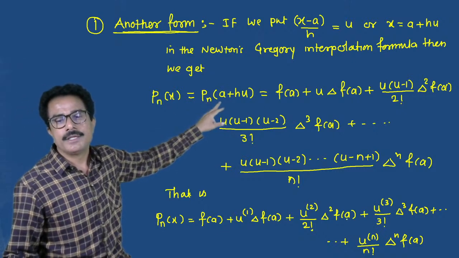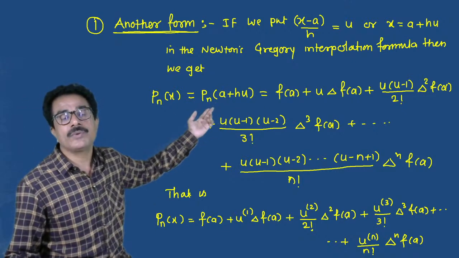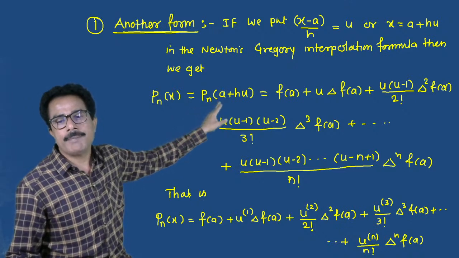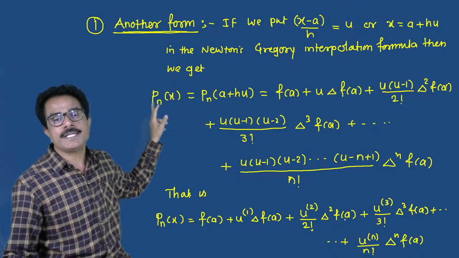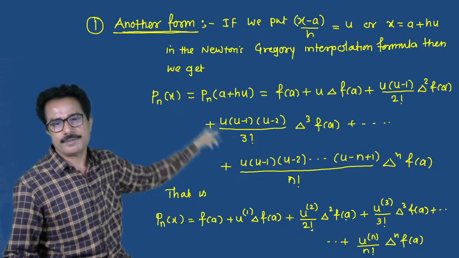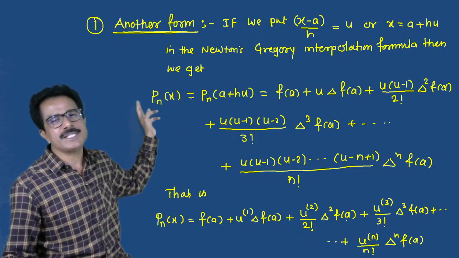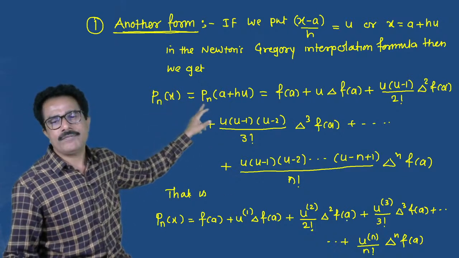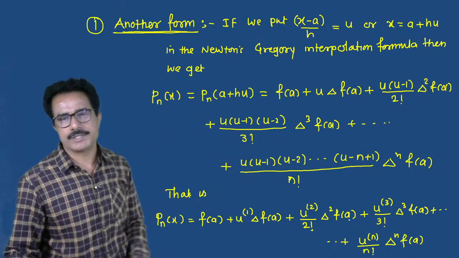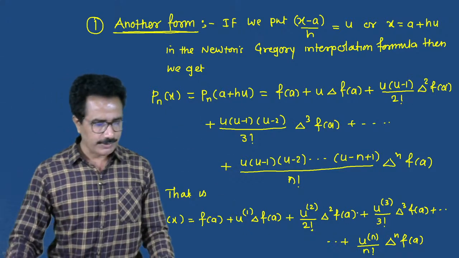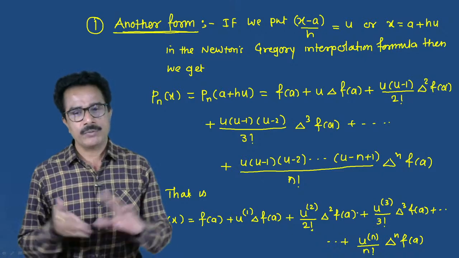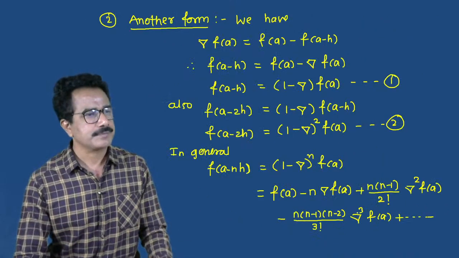Pn of a plus hu, or you can write f of a plus hu, or you can write f of a is equals to this. Pn of x means f of x. We can write f of a plus hu. You can use this. Okay. So this is called as Newton's forward interpolation formula.